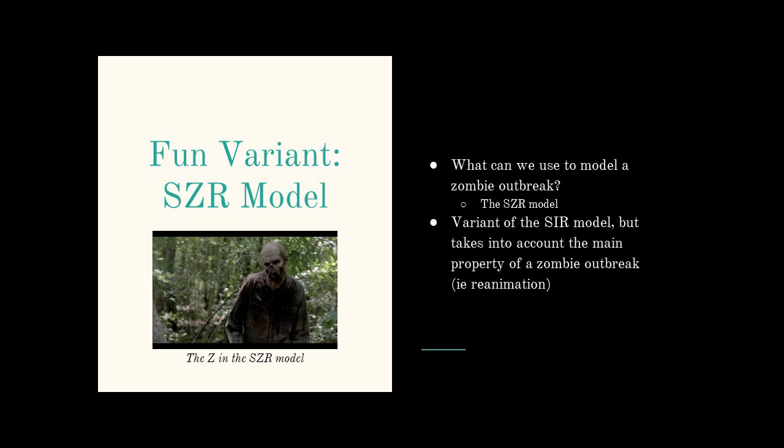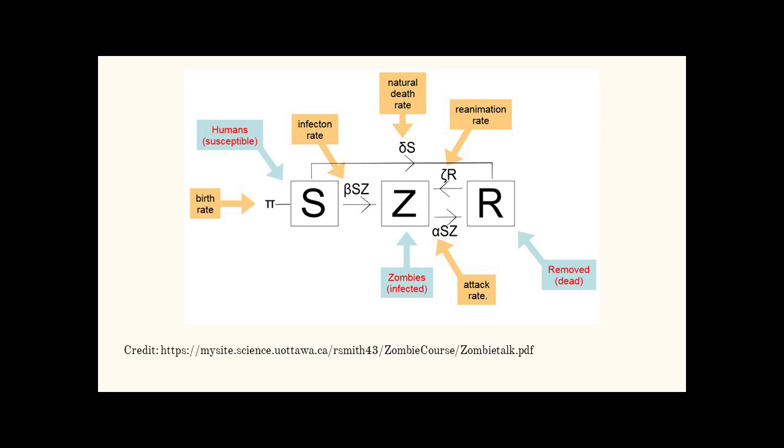Now we know that the SIR model can model and simulate disease spread throughout a population. Can this be applied to a zombie outbreak? It turns out that yes, we can. There is one such variant of the SIR model called the Susceptible Zombie Removed, or the SZR model. It takes into account the property of a zombie disease where the dead or removed population can reanimate to live as a zombie. Mathematically, this can be represented as a transition between the removed and zombie population.